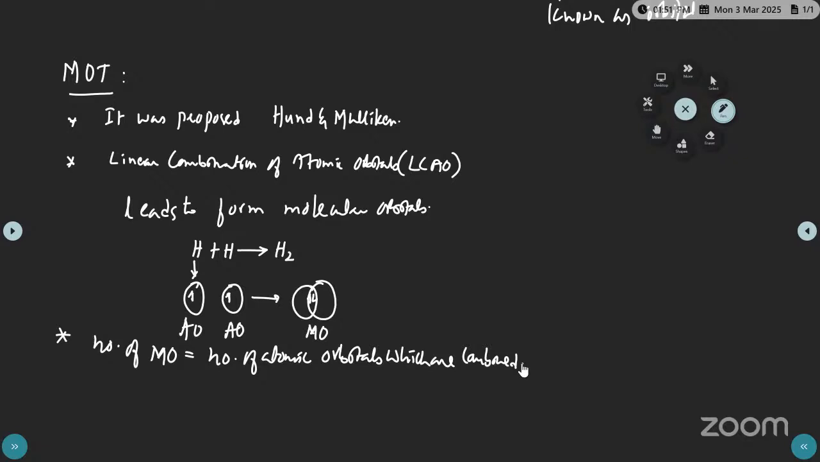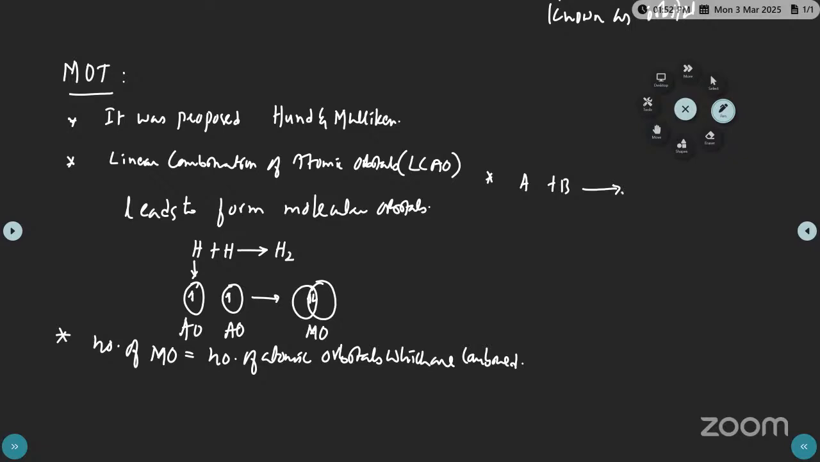For example, if 2 atomic orbitals are combined together, how many molecular orbitals are formed? 2. If 4 atomic orbitals are combined together, 4 molecular orbitals are formed. So the number of molecular orbitals is equal to the number of atomic orbitals combined. For example, if atomic orbital A and atomic orbital B are combined together, 2 molecular orbitals are formed.